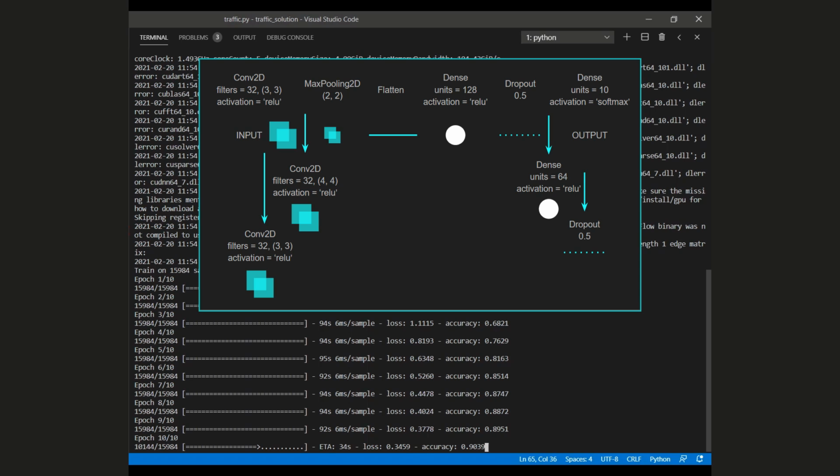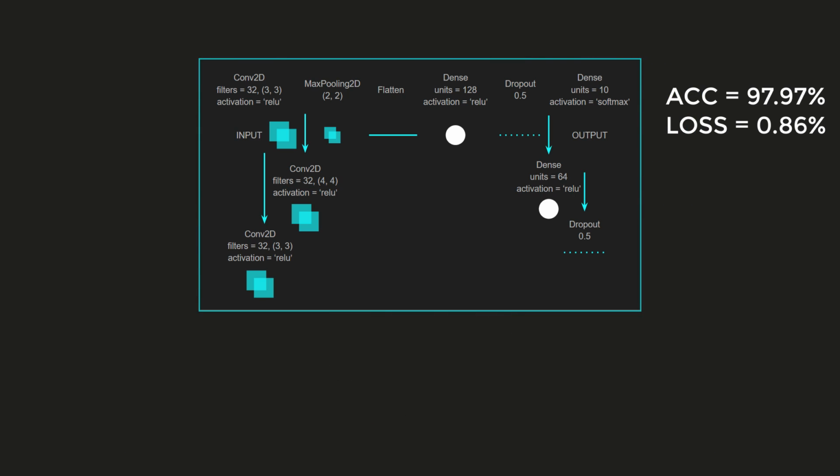So it ended up with 97% of accuracy, which is relatively good and more or less what was expected.